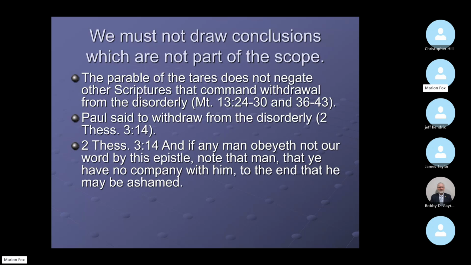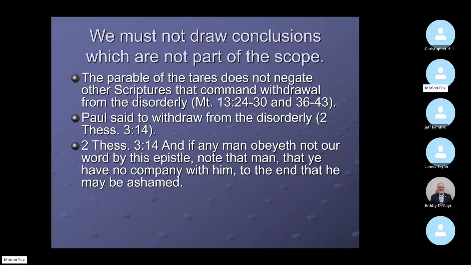And so we find that someone that didn't obey God's word was to be noted, and they would have no company with him. So there are instructions, and this is not the only passage that gives instructions regarding the withdrawal of our fellowship from those who practice sin. In this context, the disorderly people were those who wouldn't work.